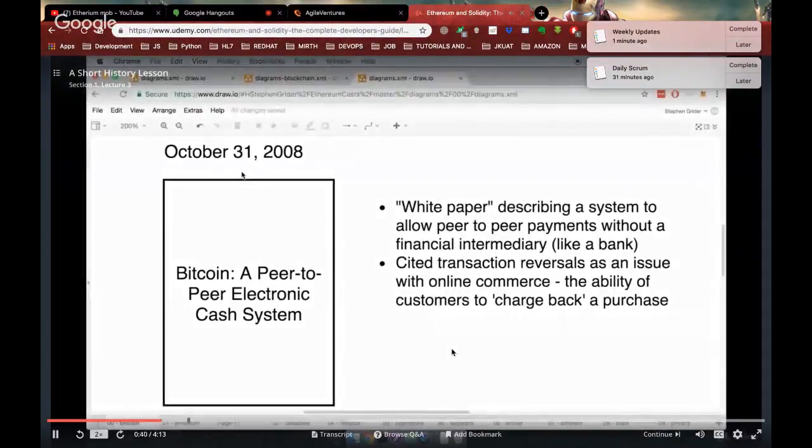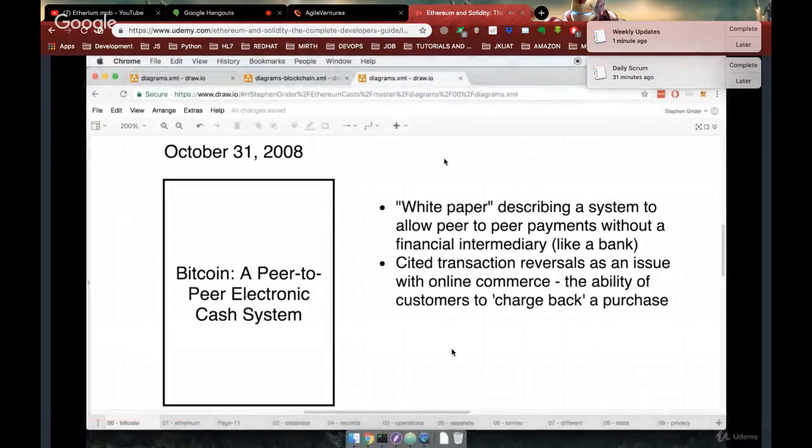We're going to first start off back on October 31st, 2008. This is the first notable event. It's not actually tied to Ethereum at all. Instead, this is the date of the original Bitcoin white paper.